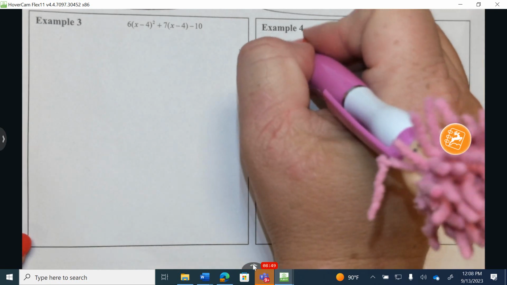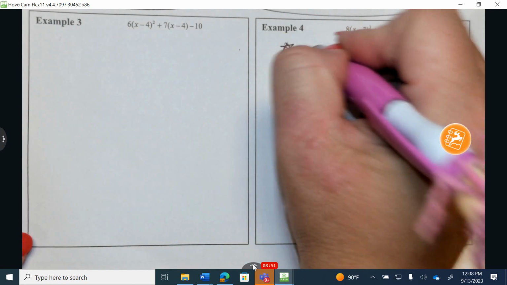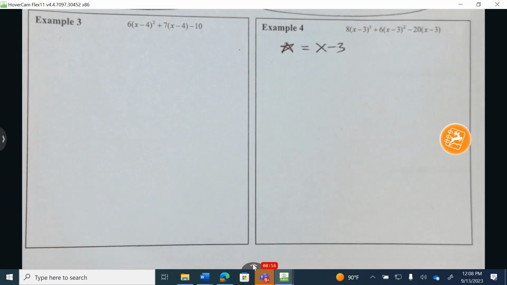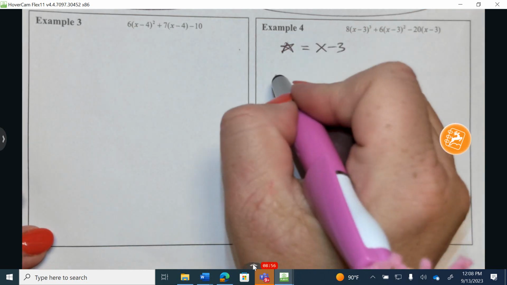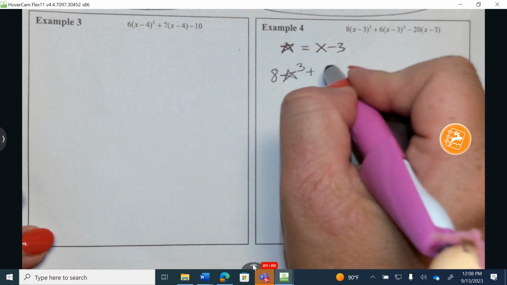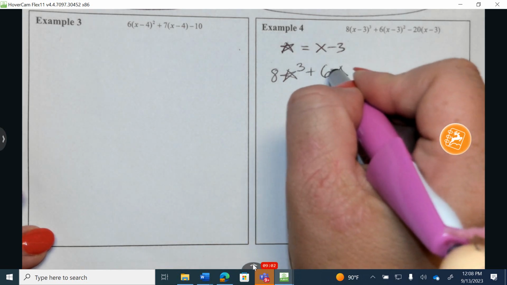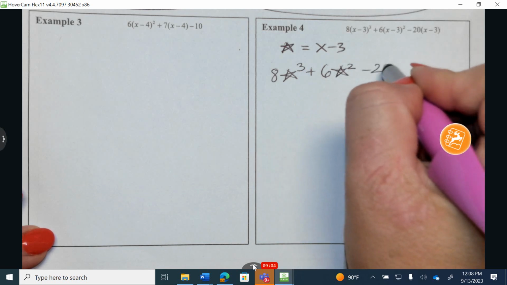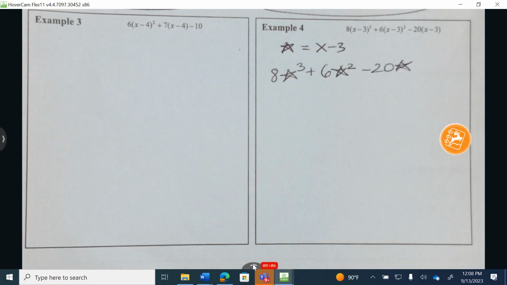Example number 4, let's set star equal to the quantity x minus 3. So this is 8x cubed plus 6x squared minus 20x. There's a little more work I have to do here than the other problems.